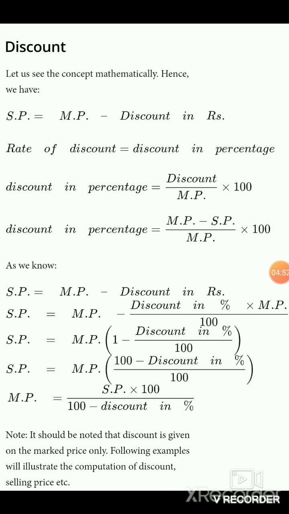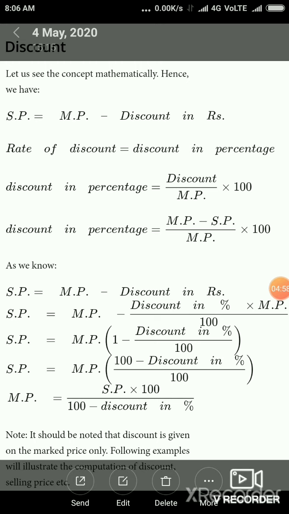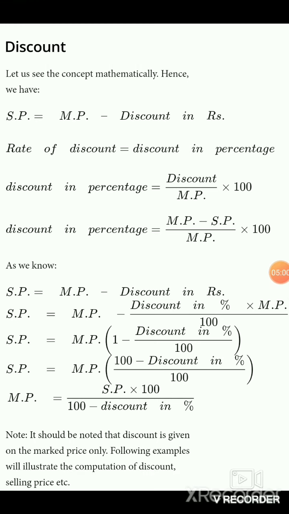It should be noted that discount is given on the mark price only, since the shopkeeper provides a discount to you, so it will be given on the mark price only. We will understand more clearly by doing some examples.